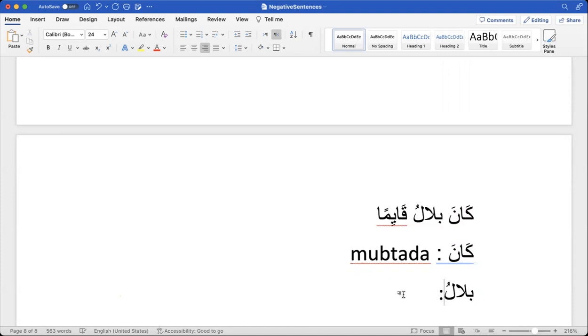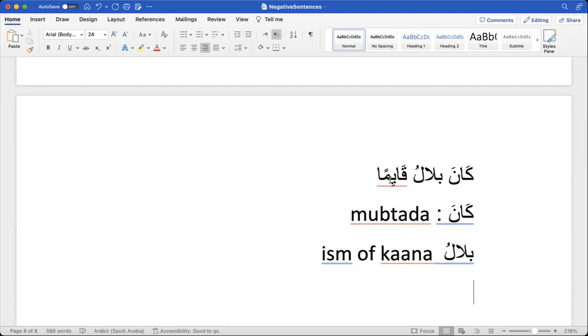This Bilal is called outside doer. No, ism of kana. It's called ism of kana. Okay. Then you have qa'iman. That becomes kana khabar, is it? Khabar of kana, yes. It's called khabar of kana.